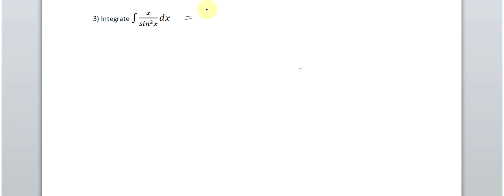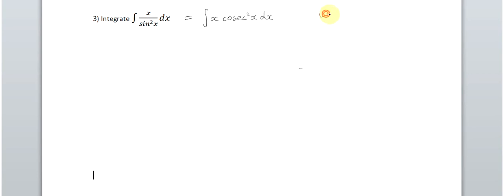So how can we see that? Well, you need to know that 1 over sine squared x is cosec squared x. And that's the key thing. So you might like to have a go at it now yourself if you haven't. If not, here we go.